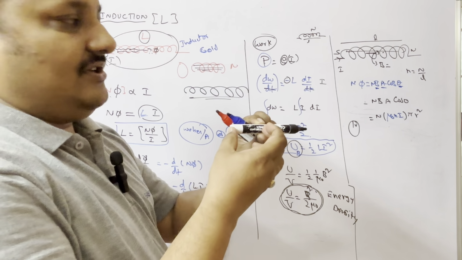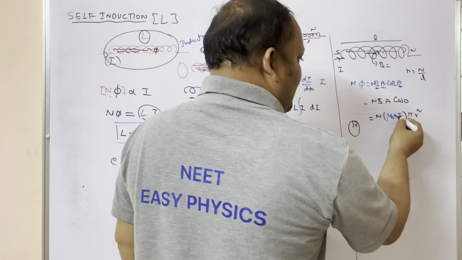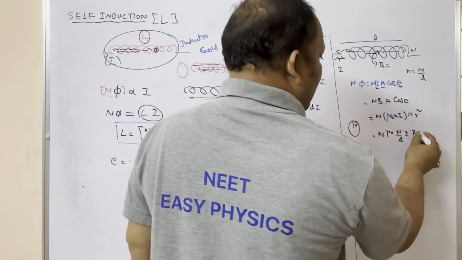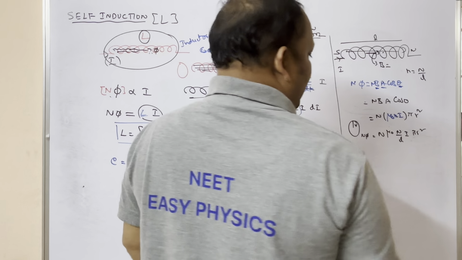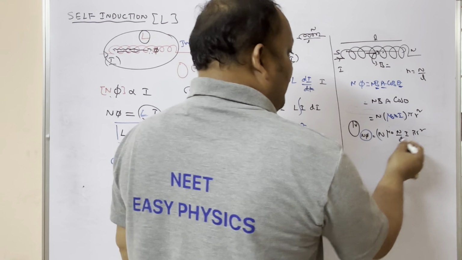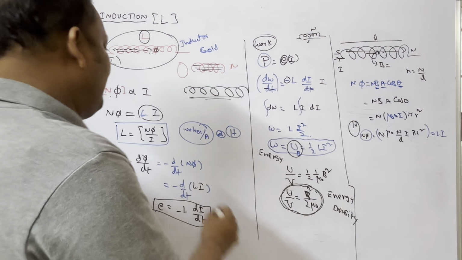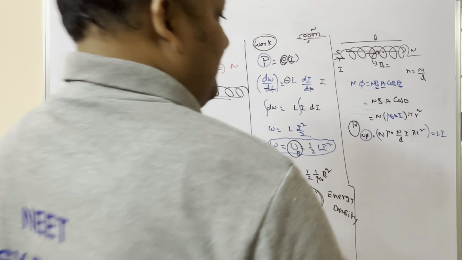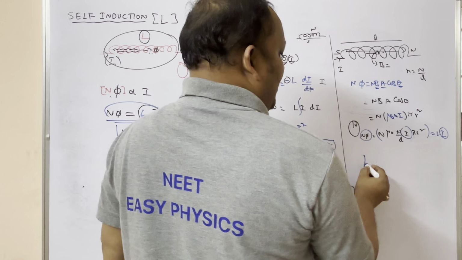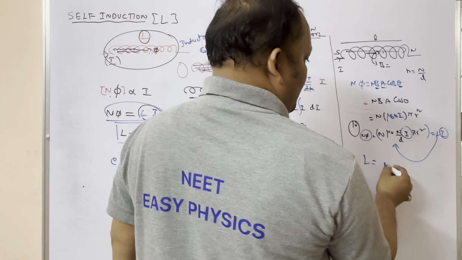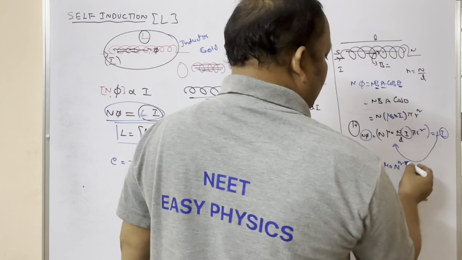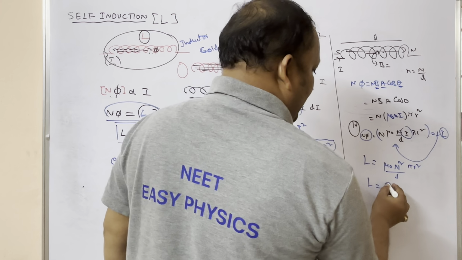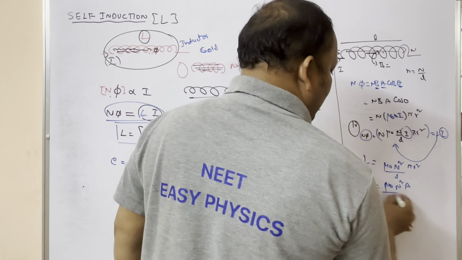So for the total number of turns, in place of small n we can write capital N over L. So mu naught N by L into I pi r square. This is nothing but N phi. You can compare this N phi with Li, because N phi is equal to Li. If you remove I, what remains in place of L? Mu naught N square pi r square by L. This one they will also write as mu naught N square A by L.